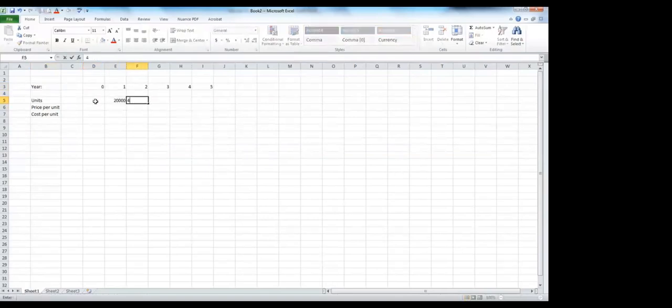In year 2, 40,000. 75,000 in year 3. 75,000 in year 4, and then only 30,000 in year 5. And the price per unit is 70, 70, 70, 45, 45.